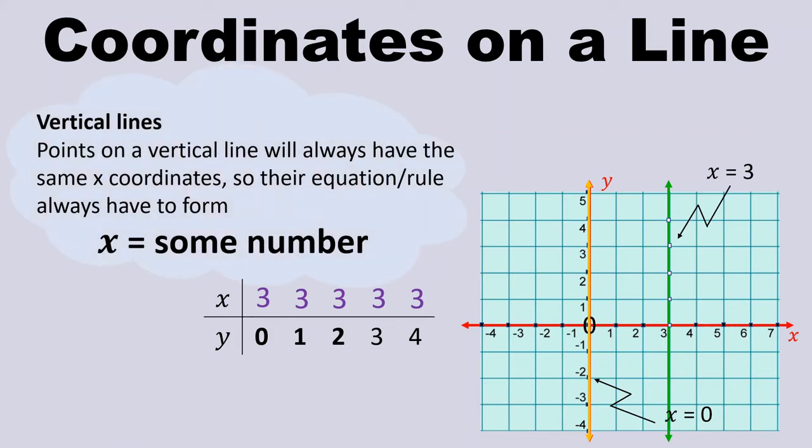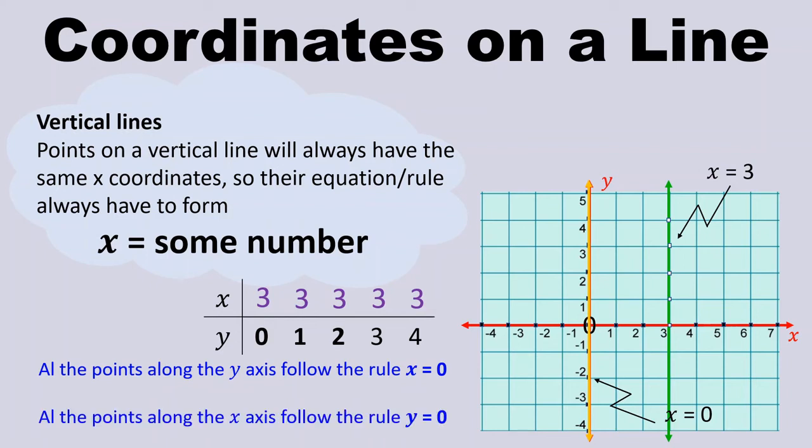You may want to write that note down before we move on. You definitely will want to write down that rule about the y-axis. The equation for the y-axis is x equals 0. You may have already figured this out as well. What's the equation for the x-axis? All points along the x-axis will follow the rule y equals 0. So the equation for the x-axis is y equals 0.